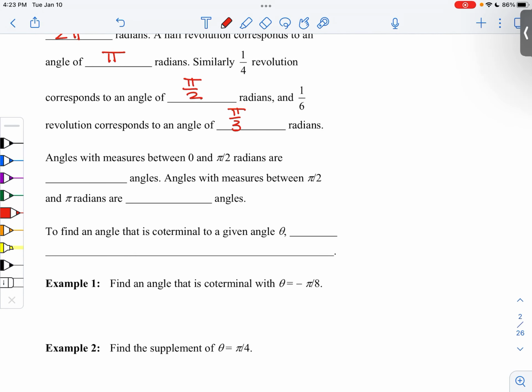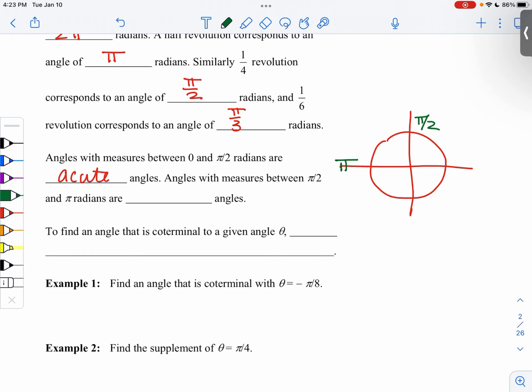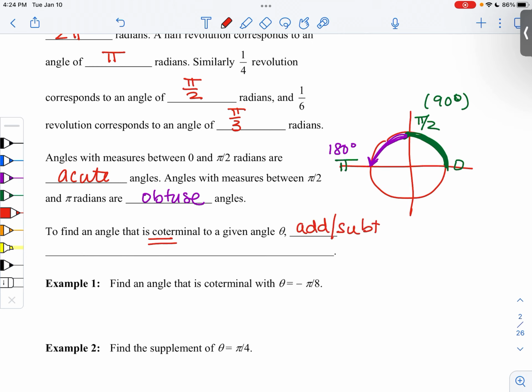Angles with measures between 0 and pi over 2, we call them acute, because in our circle, if this right here is pi, that's 180 degrees, and this is pi over 2, where this is 0, I know any angle in here is going to be acute, because it's going to be less than 90 degrees. And any angle that's past that is going to be between 90 and 180 degrees, and we call that obtuse.